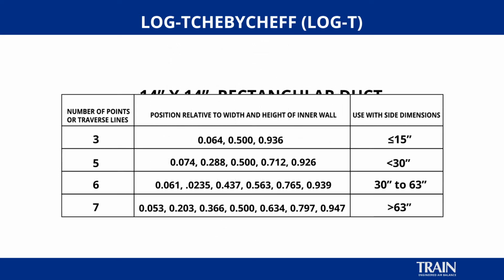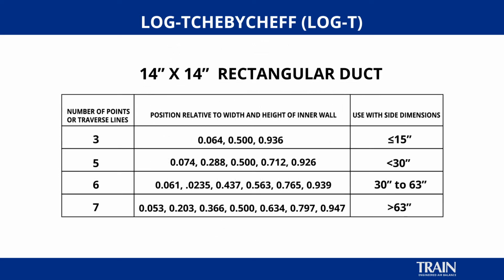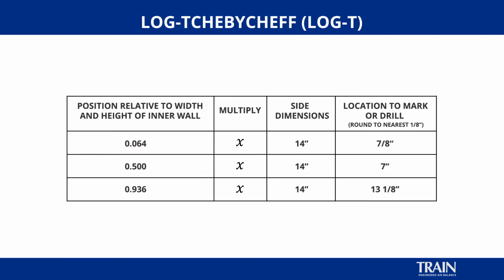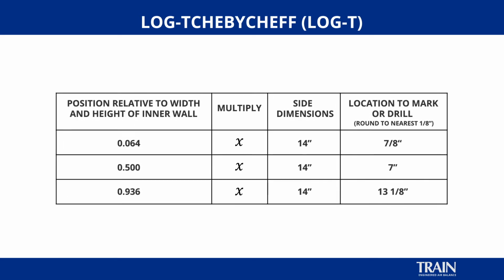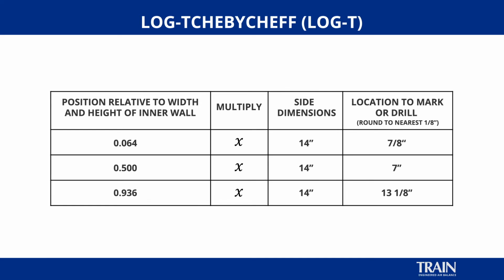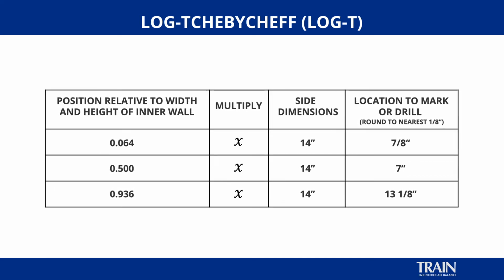For example, if we had a 14 by 14 rectangular duct, we would look at the top line, which indicates a minimum of 3 points with factors of 0.064, 0.50, and 0.936. Each of these factors must be multiplied by the side of the ductwork measurement to determine the proper location to mark or drill for the traverse.